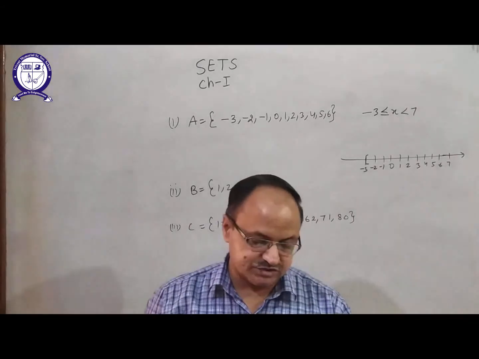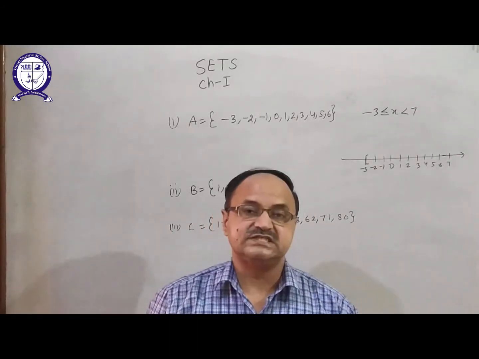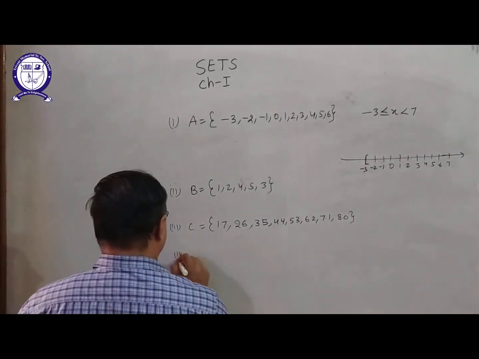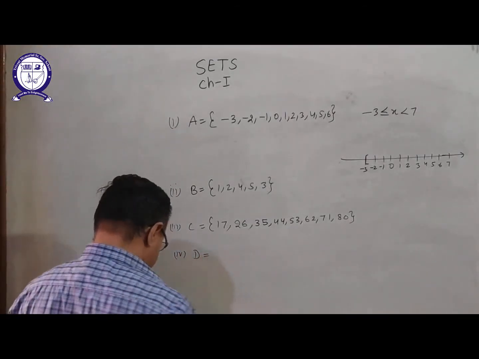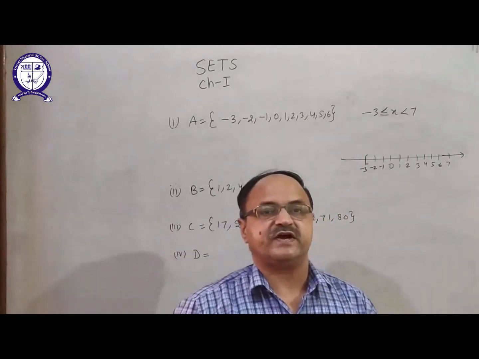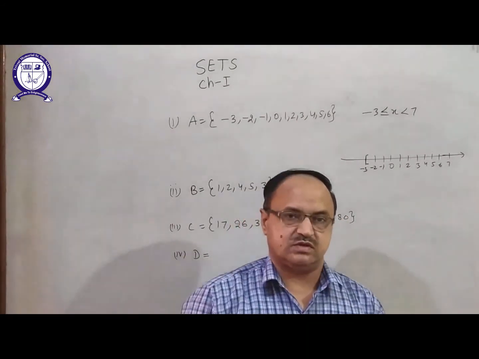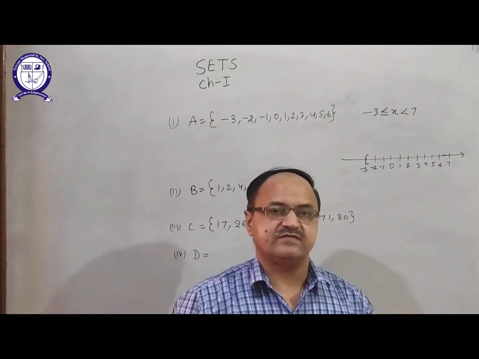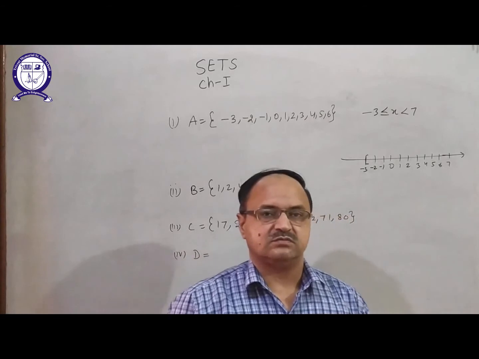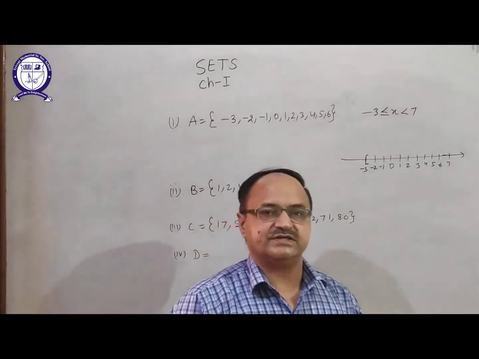Next, the fourth part of this question, x is a prime number which is a divisor of 60. Prime numbers you know very well. For example, 2 is a prime number. The factors of 2 are 1 and 2. Only 2 factors. A number having exactly 2 factors is called a prime number. For example, 3 is a prime number because the factors of 3 are 1 and 3.